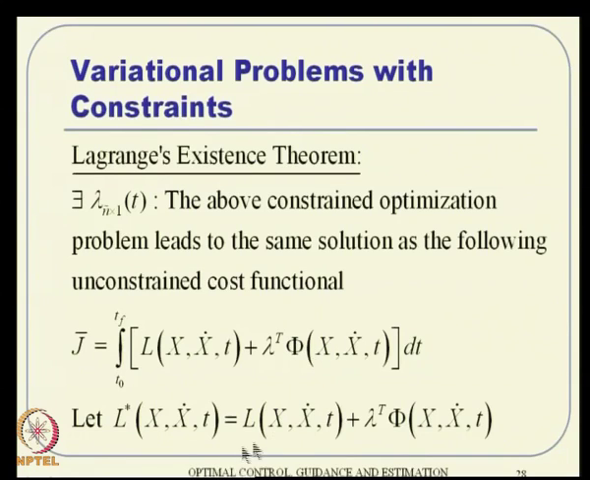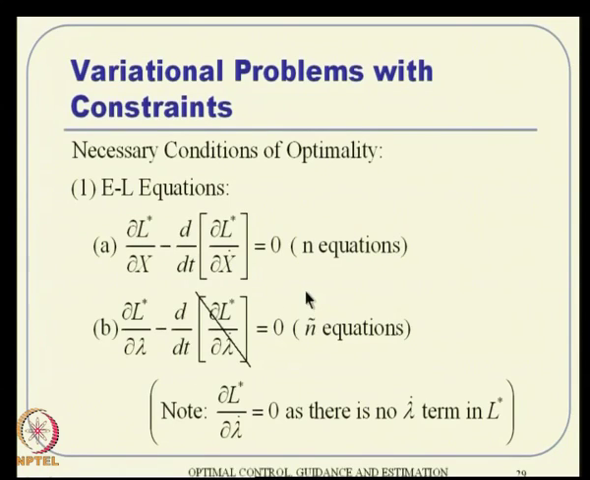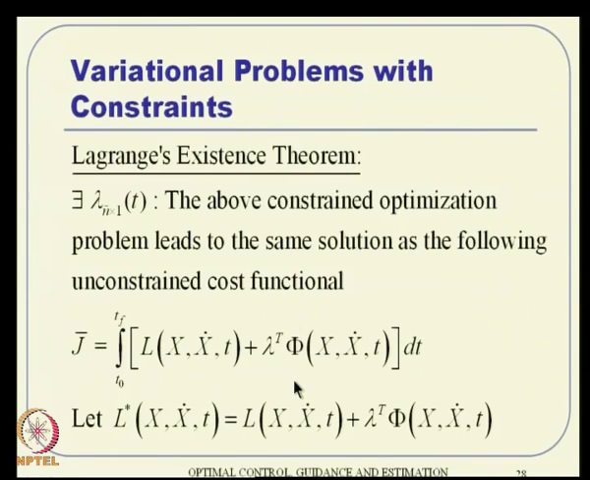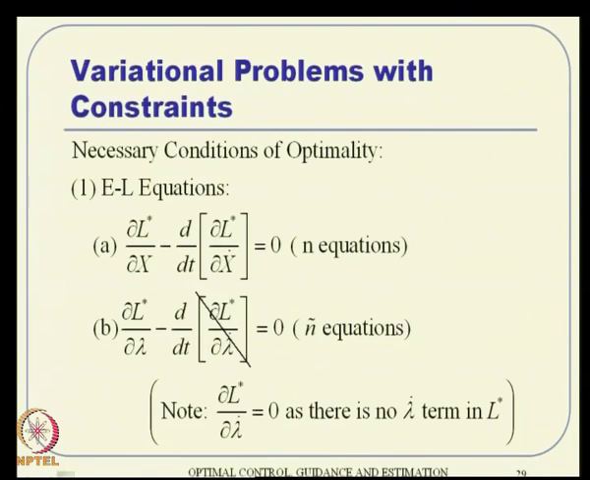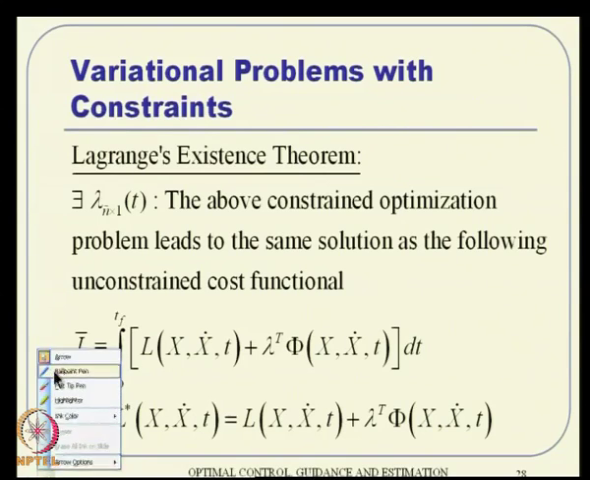So what do we do now? We define something like an L star, which is L plus lambda transpose phi, and then we simply apply the EL equations directly. We do not have to keep deriving the EL equation again and again, because we know L star is a function of x, x dot, t and probably lambda also. So let me erase a mistake here. This is a function of lambda as well, because L star contains lambda.